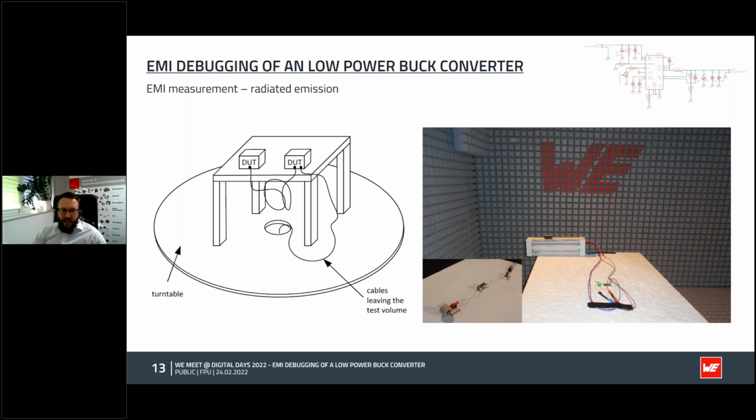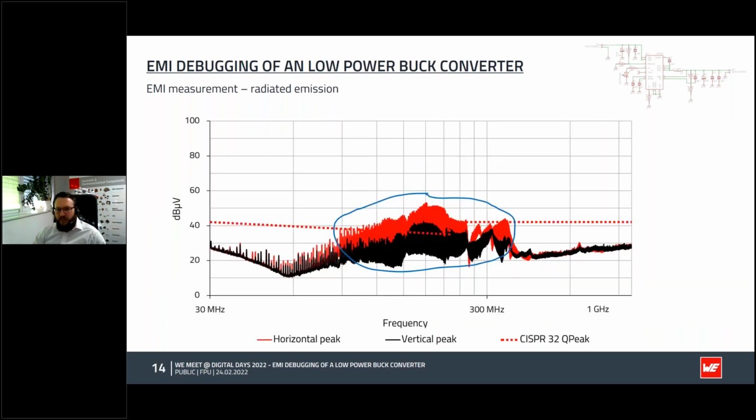What I said in the beginning, our feeling was that we have some issue, and when we get the result of our design from the radiated emission test, we see, okay, there is really a big issue, a broadband violation of the limit, here especially on the quasi-peak measurement lines. Black is the vertical measurement, red the horizontal. You will see there's a difference depending on the orientation in the emission height, the value.